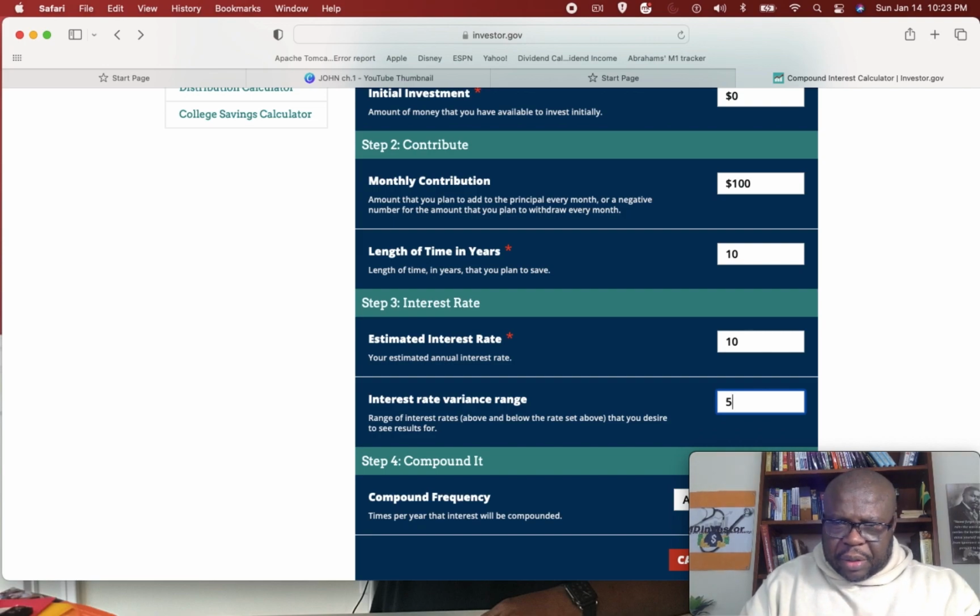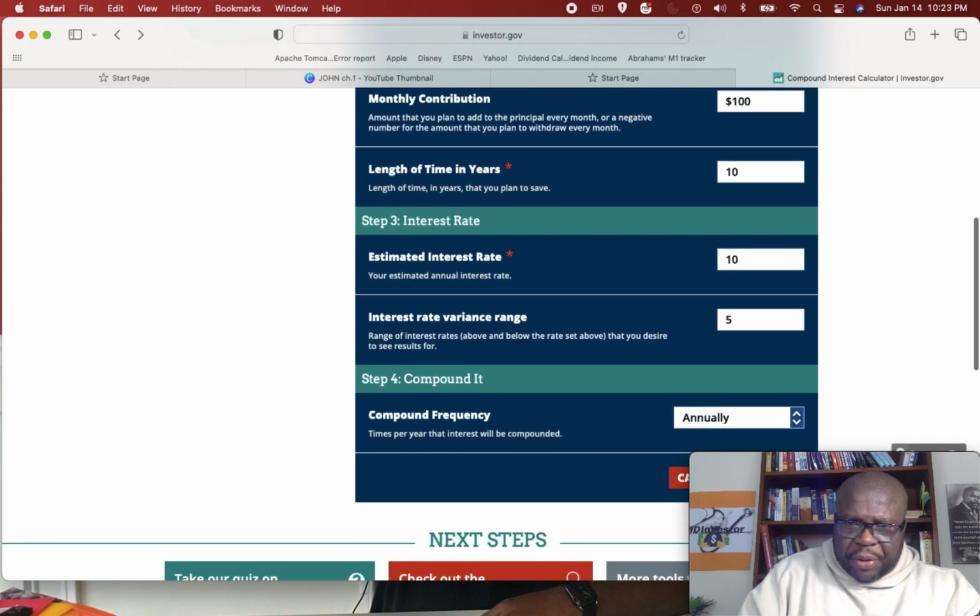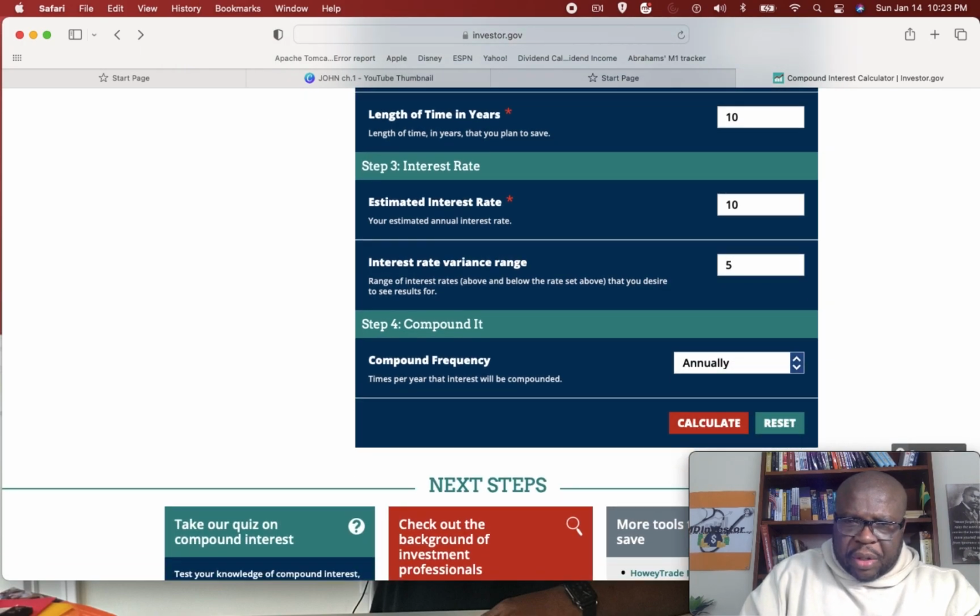Range of interest rates that you desire to see results. We'll put 5, meaning 5% above and 5% below. So anywhere between 5 and 15% we'd like to see. Okay. And then compound frequency: times per year that interest will be compounded. With S&P 500, it's usually 4 times a year, every quarter.